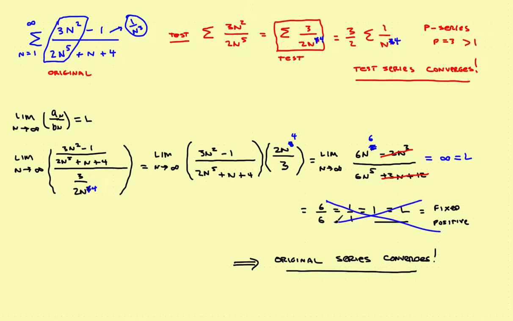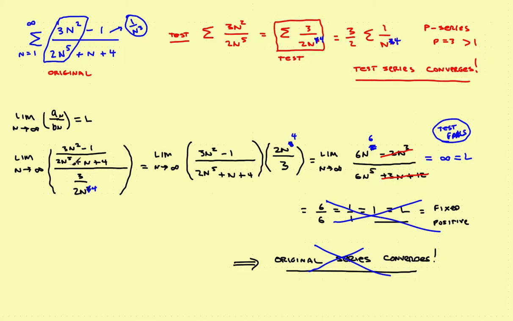It's not a fixed positive number, and you can't conclude that this thing converges. So in this case, the test fails. The comparison test fails. Now, it's not that the test fails, it was that you made a very poor choice of a test sequence.